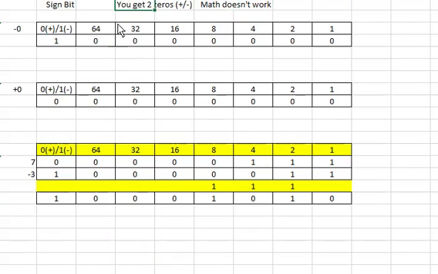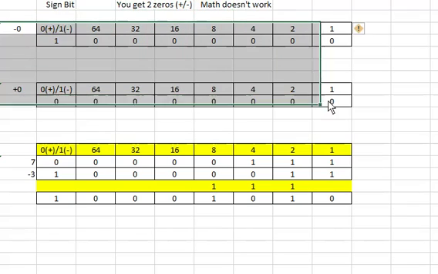You get two zeros and the math doesn't work. I mean, they're the major problems, really. It doesn't work. So that's not how we do it. But they're the two things you might need to write in the exam. You get 2 zeros, the math doesn't work. It also, because it has 2 zeros, you lose a number.